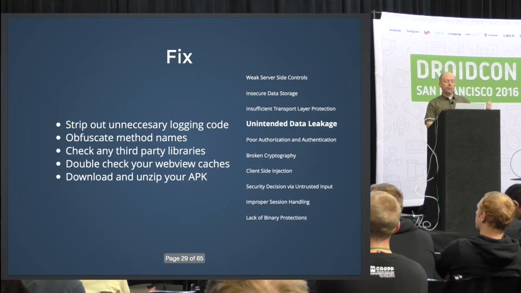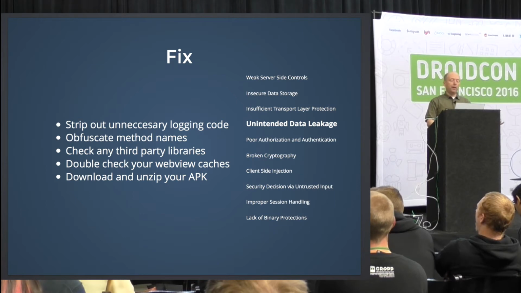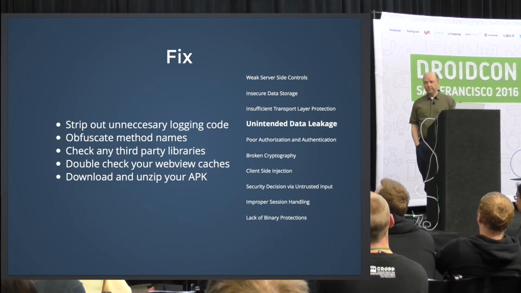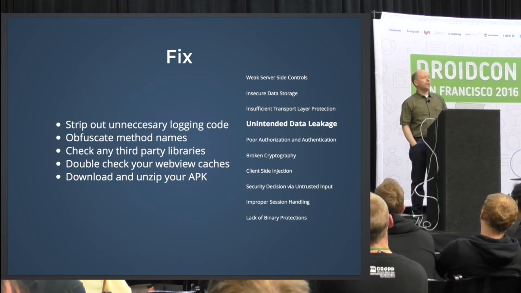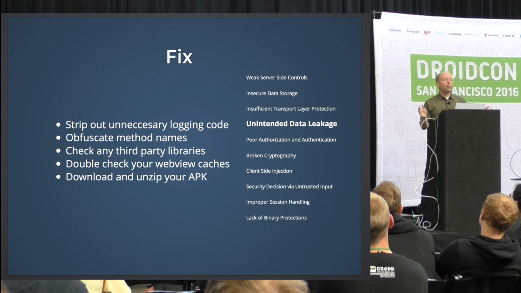So the fix is: strip out any unnecessary logging code, obfuscate the method names, check any third-party libraries, and double check your WebView caches. A lot of times when we do these audits, a number of interns come in every summer, and one of the things we try to train them on is how to write secure code. We're looking for a very particular type of person, and we find that if they're really good at this, they tend to be good developers afterwards.